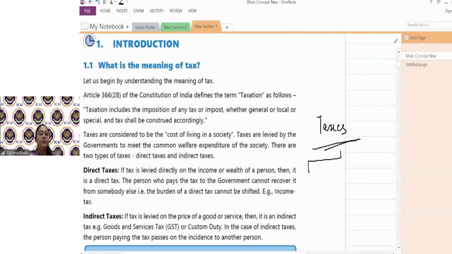Now, taxes are of two types. One is direct tax, which we call DT. One is indirect tax.